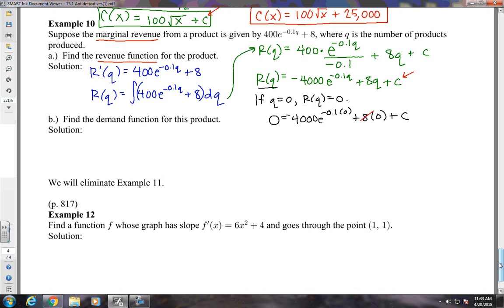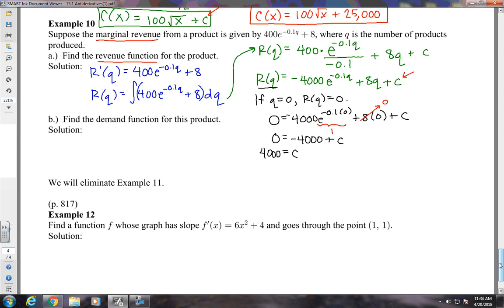Okay, so 8 times 0 is 0. That term's going to go away. Notice right here we have e to the 0th power. That's equal to 1. So we have 0 equals negative 4,000 plus c. And if I solve that for c, we determine c is equal to 4,000.